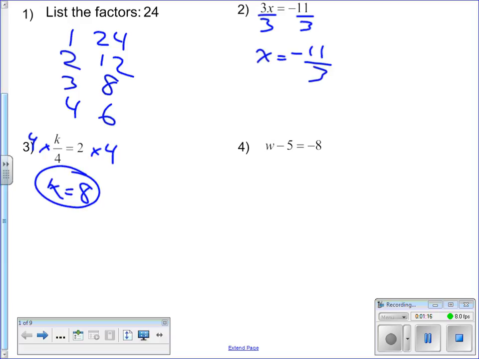And the last one, what do I do? Add 5 to both sides. So I add 5, w equals negative 3. Okay, watch your negatives and positives. They are important.